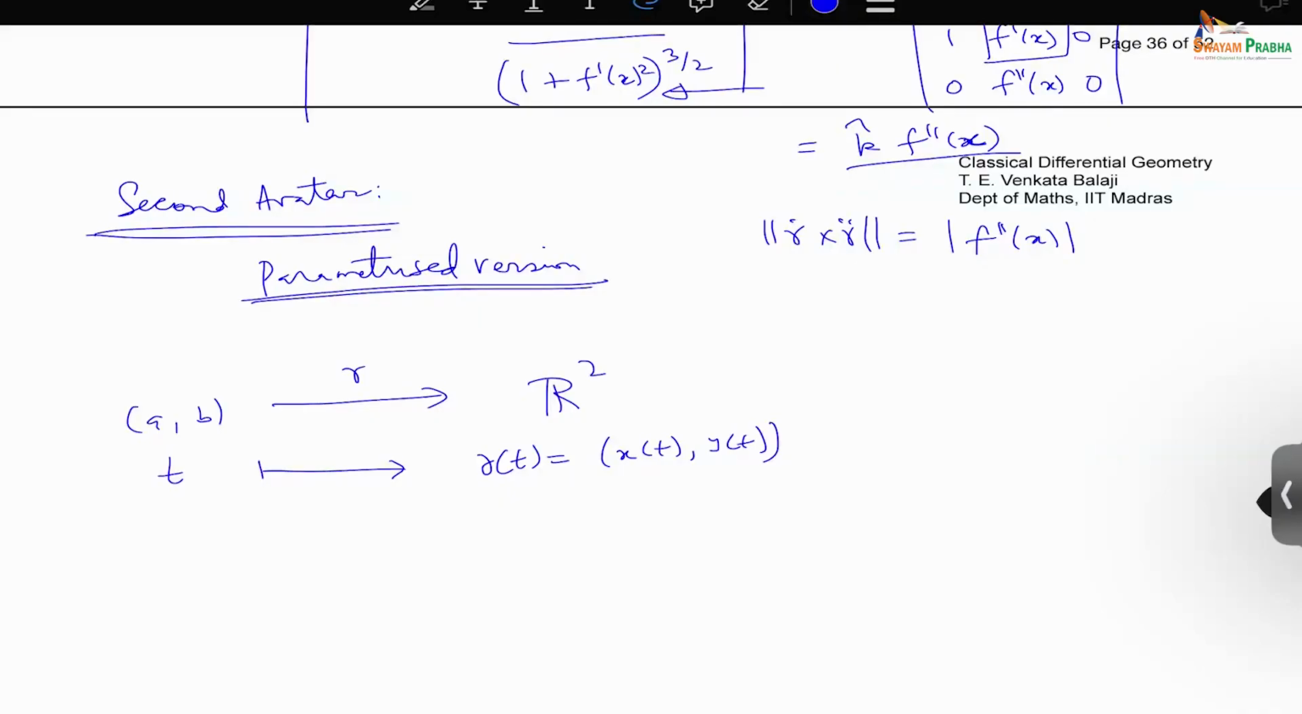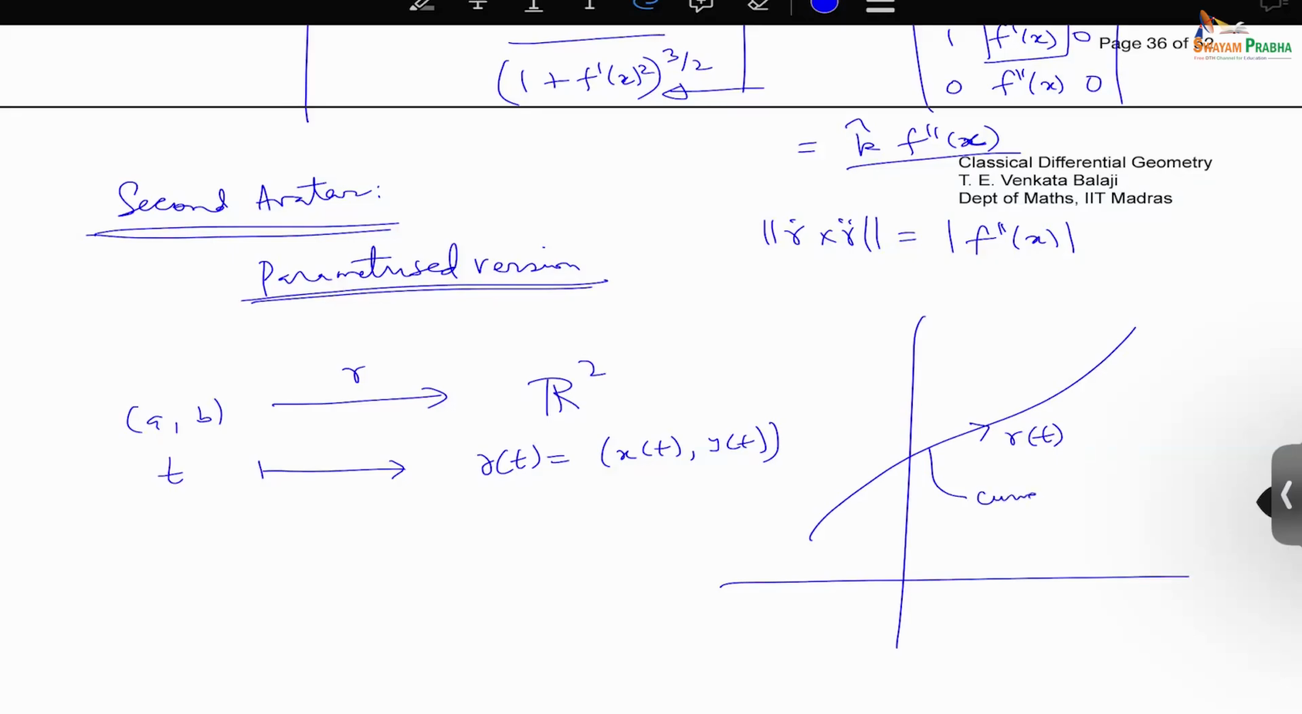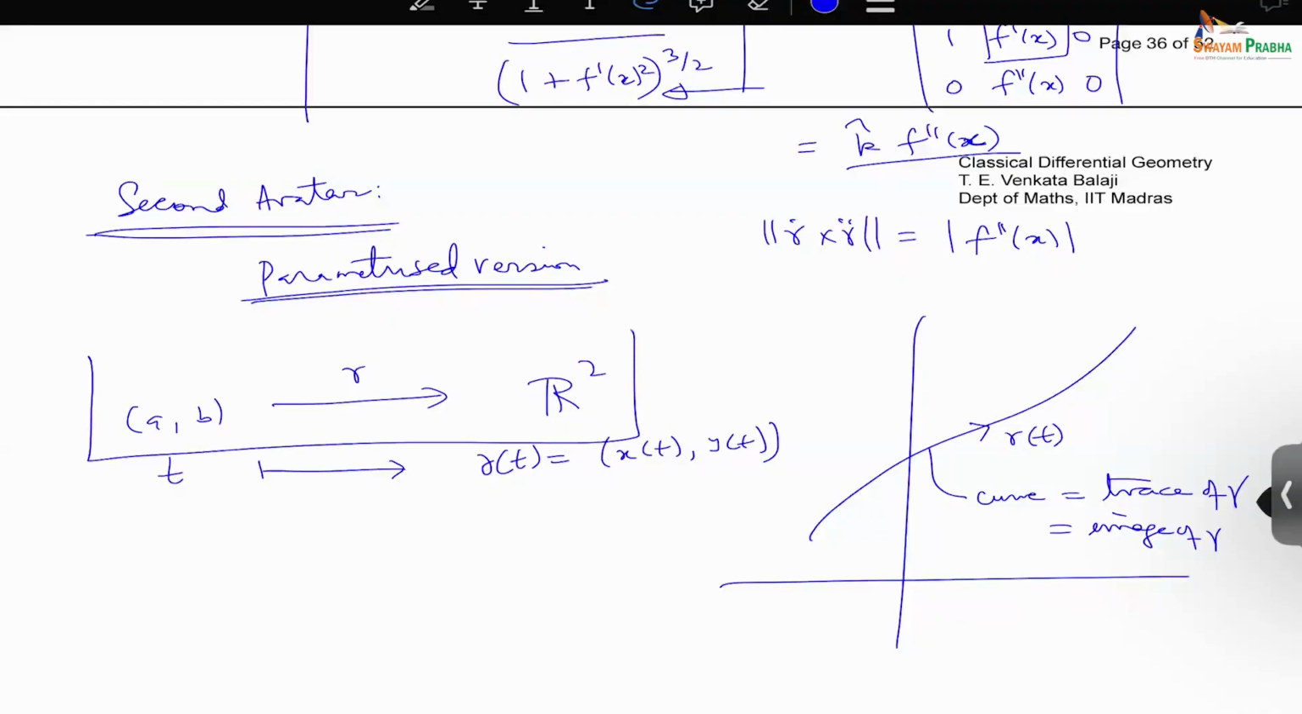So what you are going to get is something like this, and you also write this as gamma t. This curve is nothing but the trace of gamma. It is also called the image of gamma. And by abuse of notation, you simply call it gamma itself. So gamma is also the curve, gamma t is also the point, gamma t is also the position vector. There are so many parallel ways of thinking about it. But notice that this is from an interval on the real line into the plane. This is different from the graph of a real valued function of a real variable.